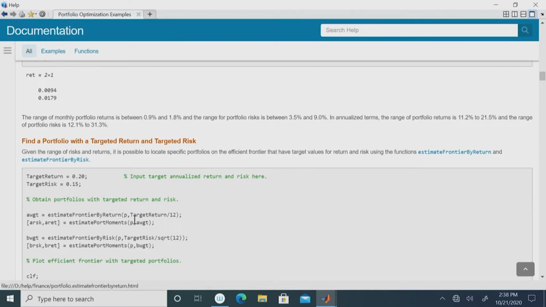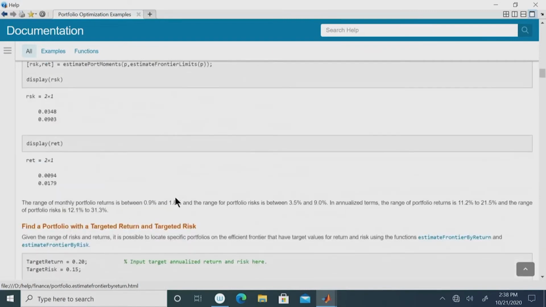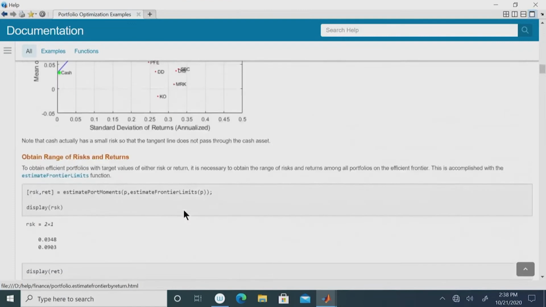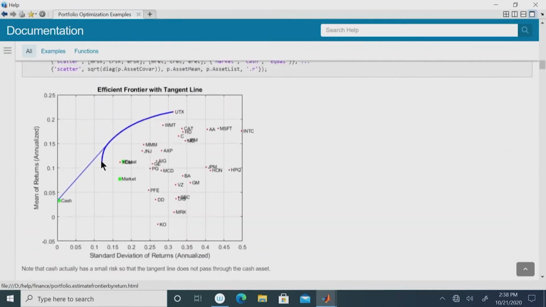Let me be more specific. If you look carefully here, this value is somewhere around 0.11, and the top value is somewhere around 0.21. So the range is from 11.2% to 21.5%, and this is what translates to 0.9% and 1.8% on a monthly basis. Likewise you have 12.1% to 31.3%. If you observe carefully, the value here is probably 0.12, and this is around 0.31.